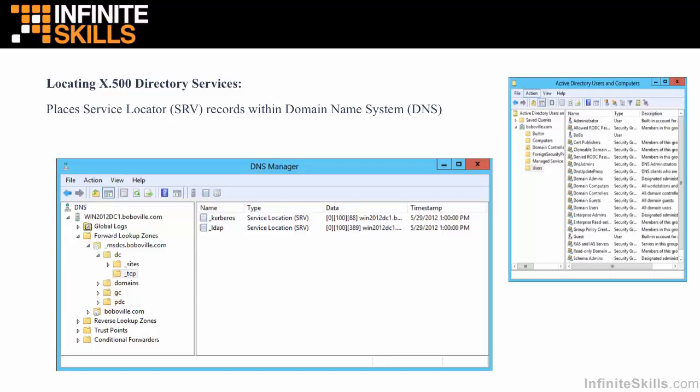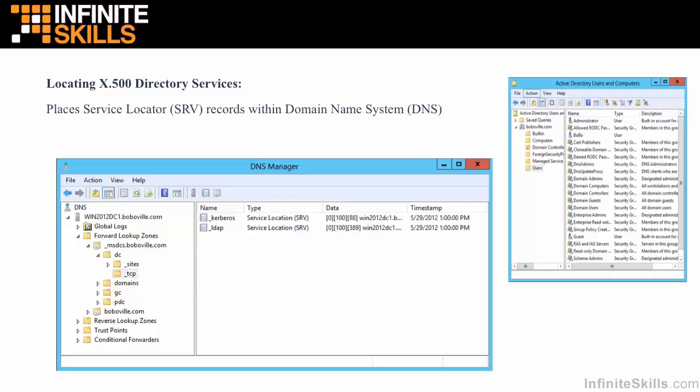Physically, they exist within this directory services database, and we need to be able to locate these services, these resources, when we need them. The way we locate these resources is through the domain name system, DNS. Within DNS, we populate SRV records, service location records. And as we see in the dialog down below, inside DNS, we have mappings for Kerberos and LDAP in this one example. And we see that these are service location records. And if you look under data, you'll notice that there's a section.